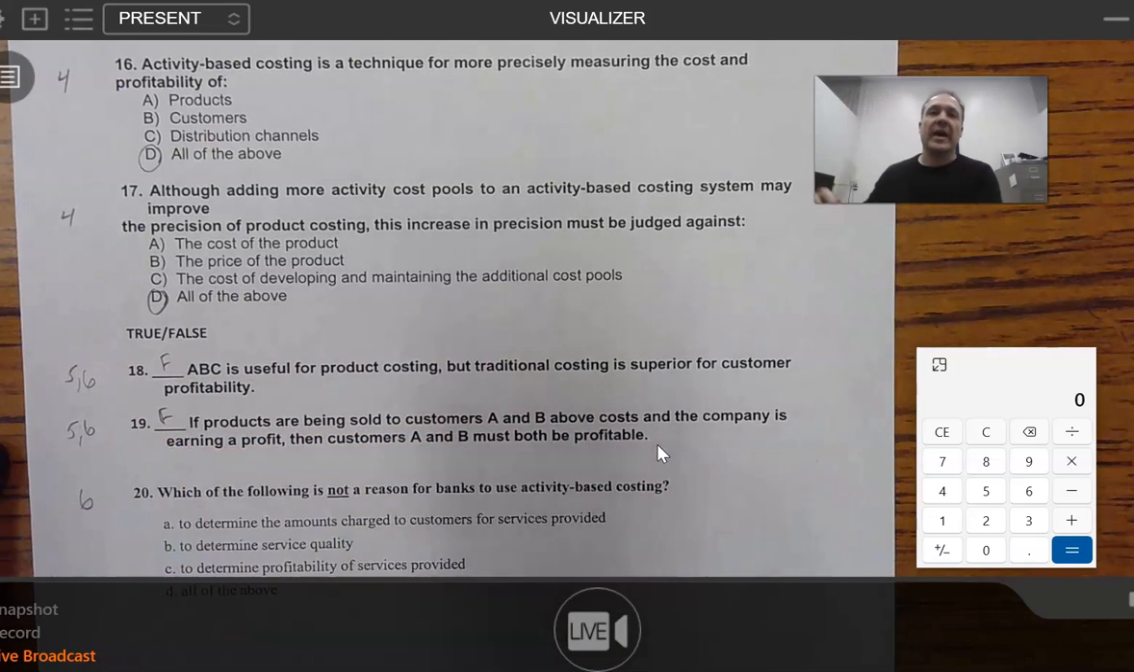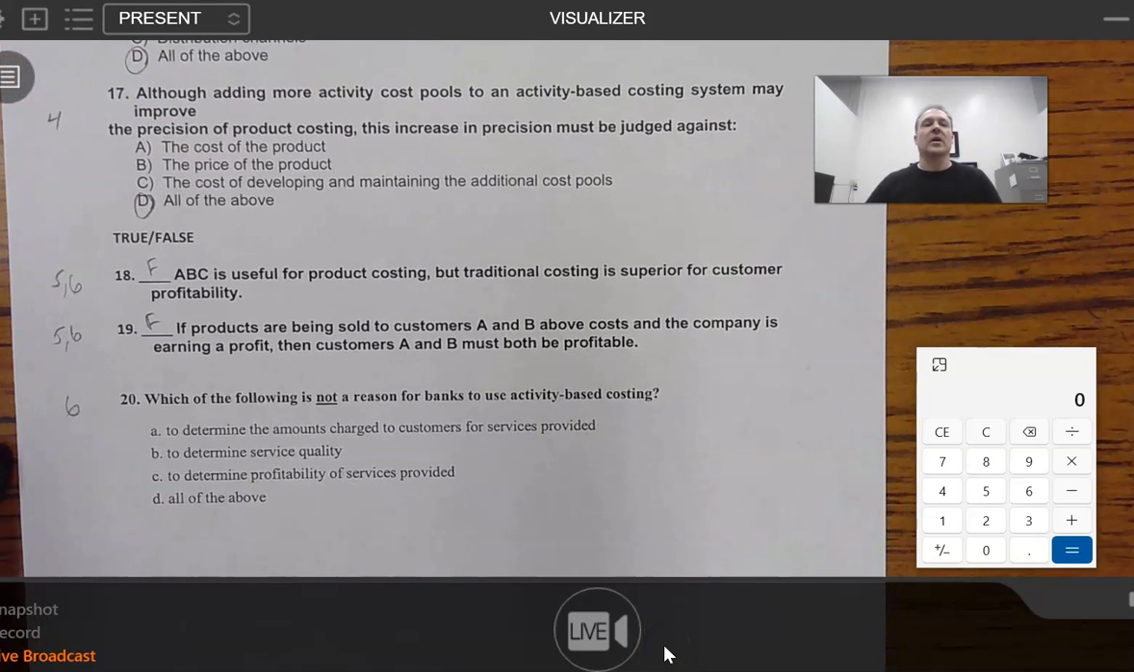You may recall we had a question earlier in the handout. I guess it's number 16, isn't it? If you look up here at number 16, answer choice B is customer. So we can use activity-based costing to determine profitability for customers. All right.